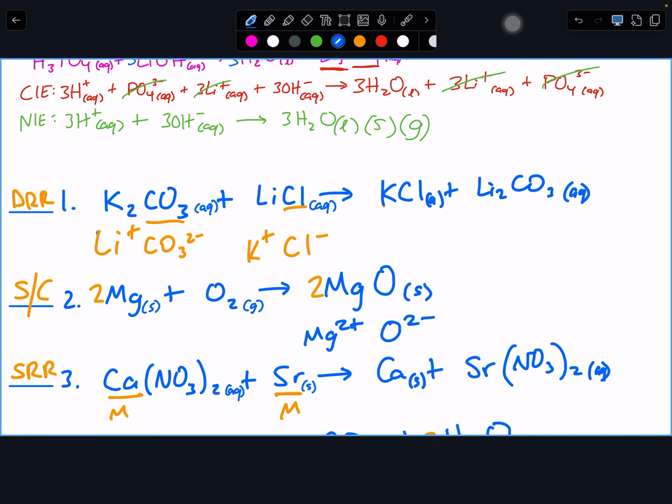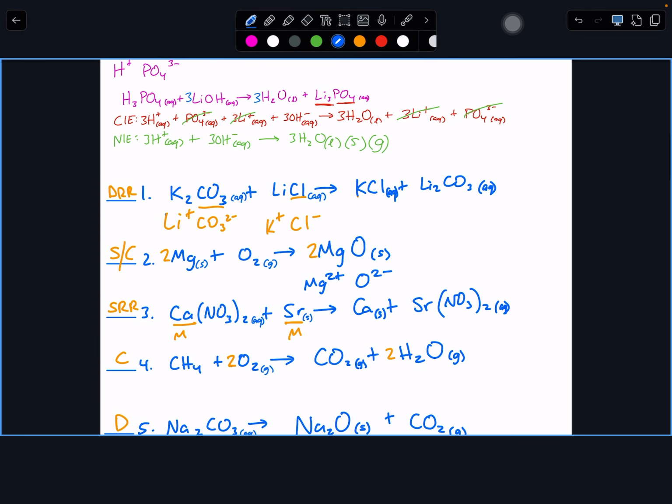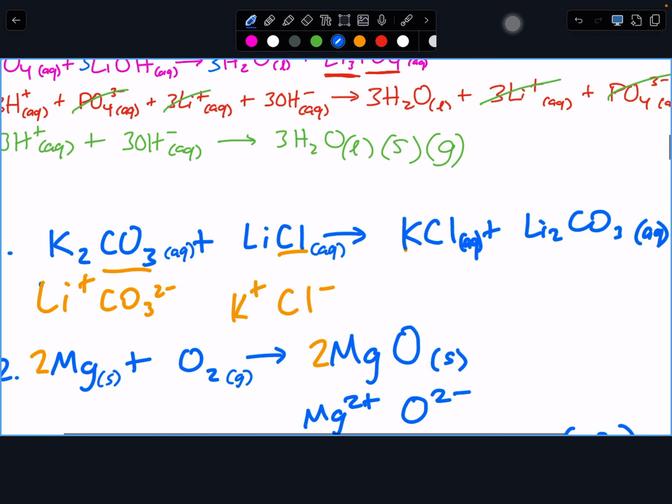And then KCl? It's aqueous, because it's K and there's no exceptions. Okay, so we're done? Is it balanced? No. How many K here? 2. How many K here? 1. How can I fix that? Add a 2 in front of KCl.